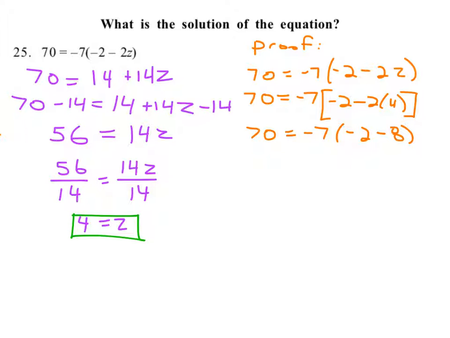Close that. And then we get 70 equals negative 7 times what's negative 2 minus 8? It's negative 10. Okay. Now, negative times negative is positive. 7 times 10 is 70, so we get positive 70. And that is what we were hoping, that we had the same on both sides. That's it.